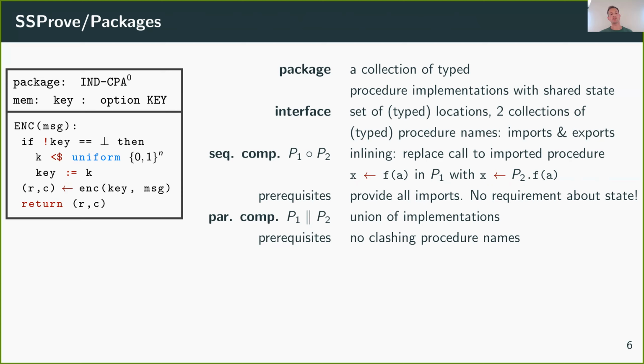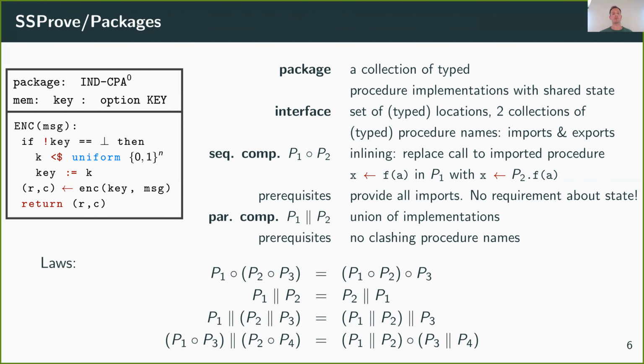Our definition of composition is more permissive than the definition given in the original SSP paper, in that it does not require packages to have disjoint states a priori. This allows us to avoid certain formalization artifacts, such as introducing a composition with a state proxy package when shared state is desired. Furthermore, packages can be composed in parallel by taking the union of their implementations.